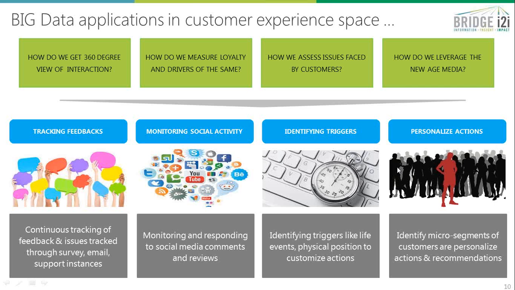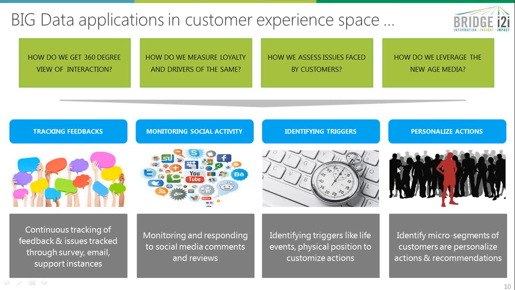The third one is about identifying triggers. I talked about, for example, if somebody is traveling through a particular space where there is a large retail store, the retail store understands the individual's presence in and around the mall, and probably communicates with that individual through mobile and others on certain offers which are relevant on that day.